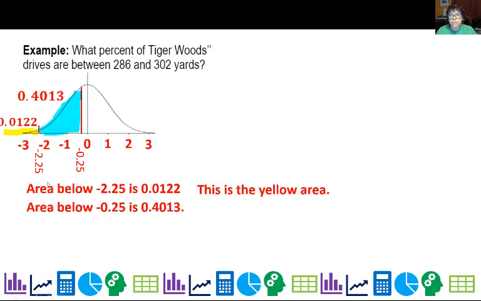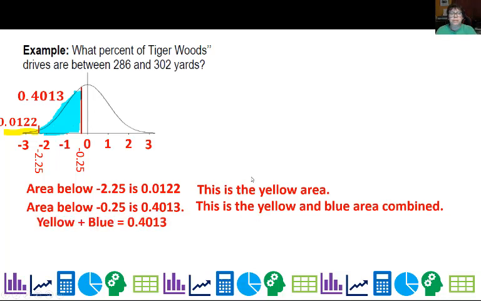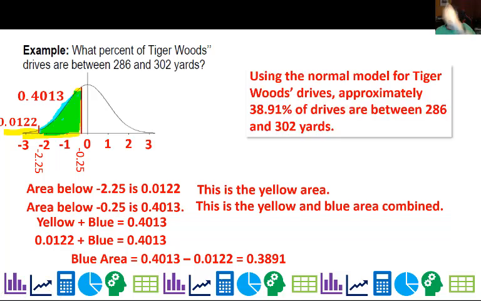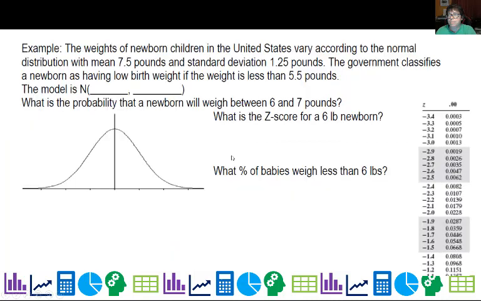Then we have 0.4013. That's from negative 0.25 all the way down. So that's the yellow and the blue area combined. So yellow plus blue has to be 0.4013. So I can just substitute in the 0.0122 for the yellow area. So I get the blue area is 0.3891, which means using the normal model for Tiger Woods' drives, approximately 38.91% of drives are between 286 and 302 yards.